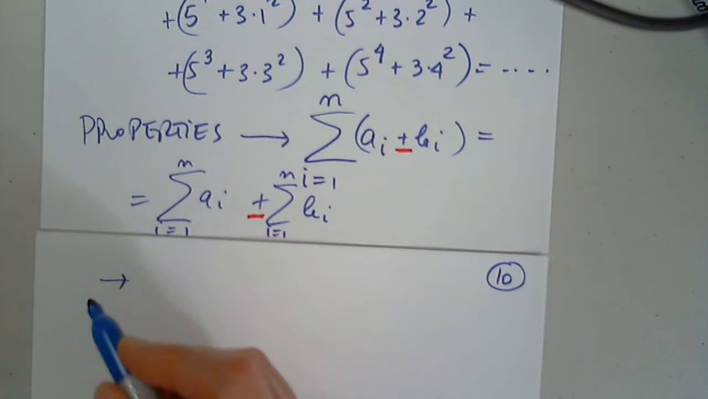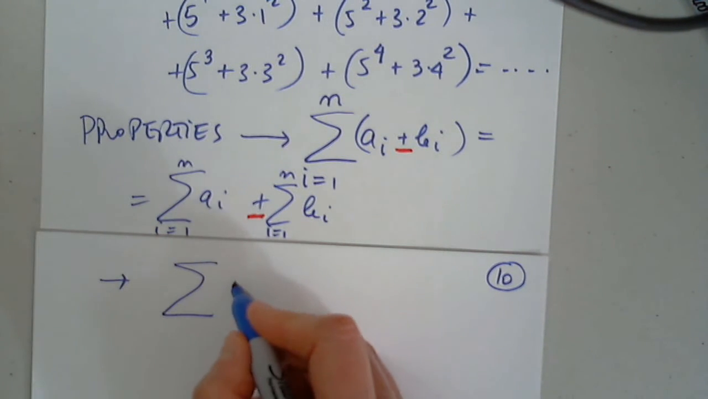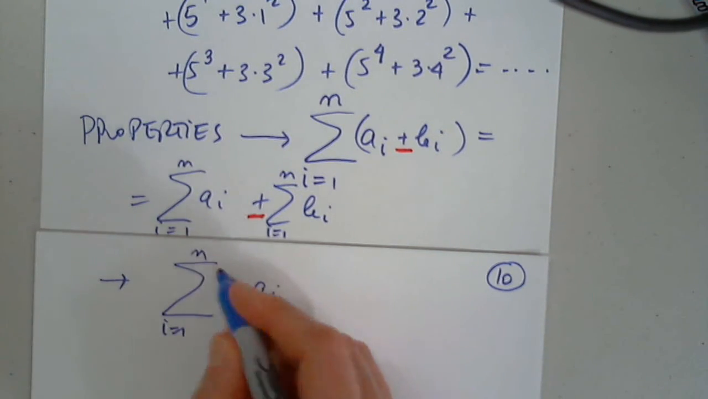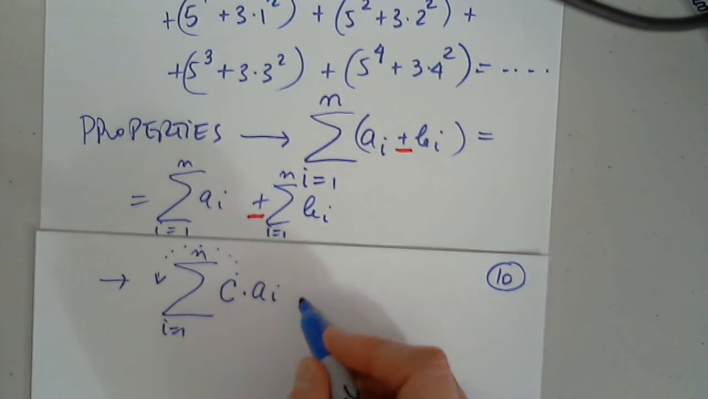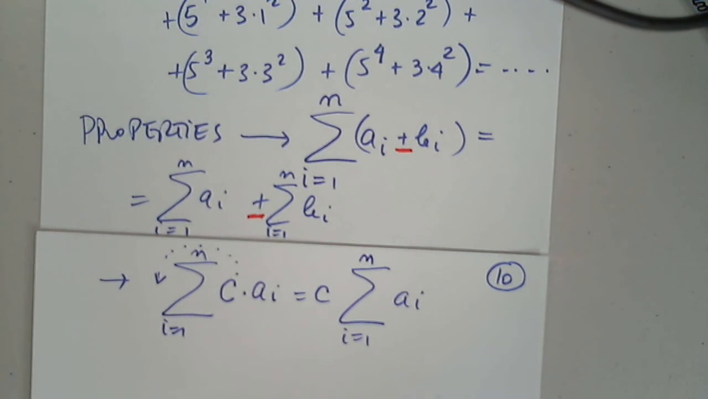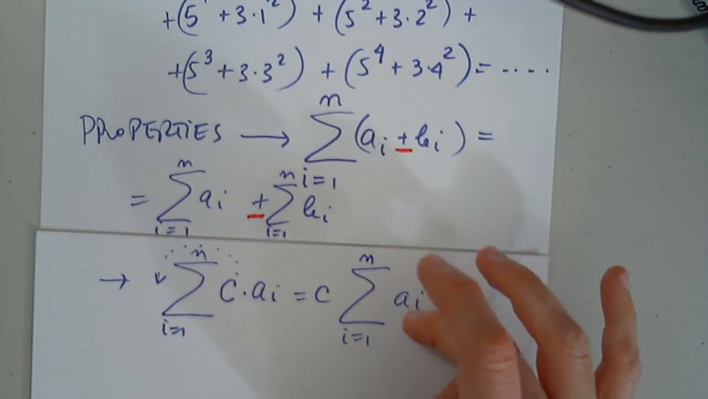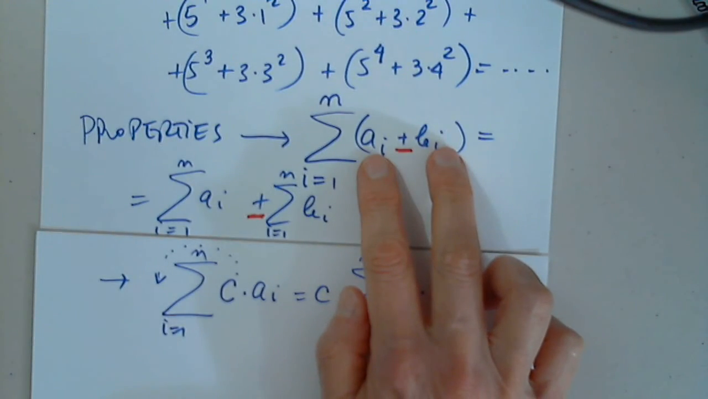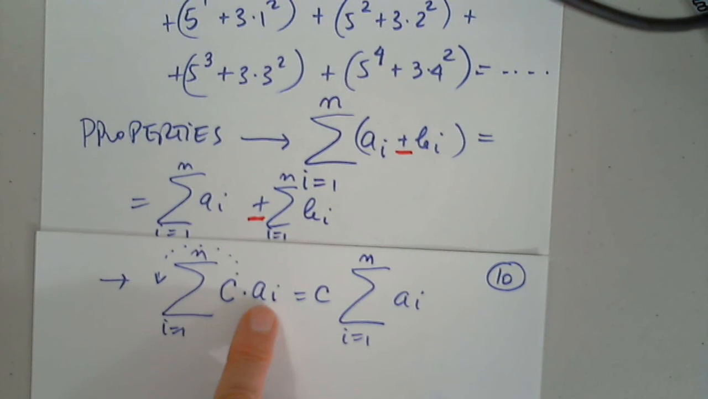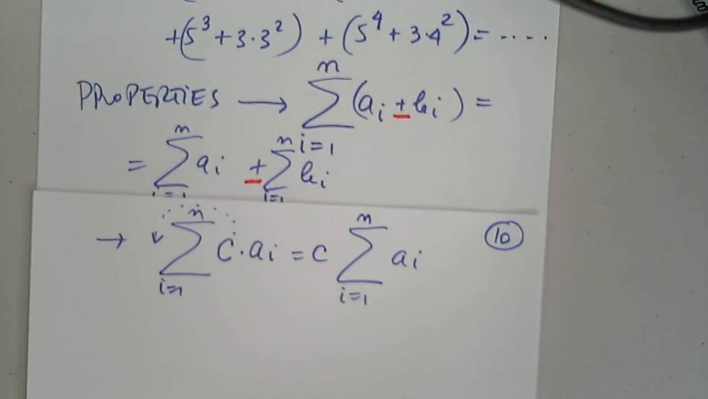So another property, property number 2, is the sum of a constant times AI, where AI is the general term, from I equals 1 through n. Like with the limits, like with everything else, the constant goes in front. So the sigma notation is used when we are adding terms. That's number 1. And it has two properties. The sum of a sum or difference of general terms is the sum or difference of those. And if there is a constant multiplied by a general term, the constant goes in front. We had the same thing with limits, if you remember.